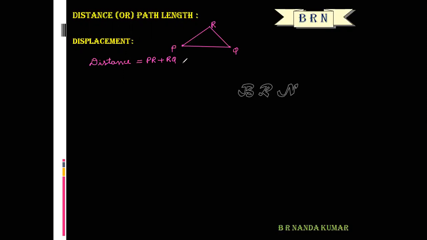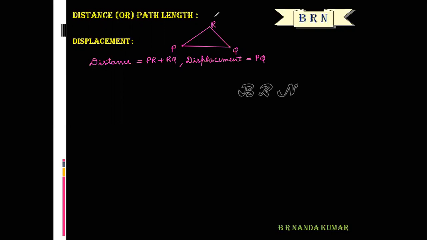But what is the meaning of displacement? Displacement is the shortest distance between the initial and final position. Here the shortest distance between the initial and final position is PQ. Is it not? So PQ is the displacement, and PR plus RQ is the path length.